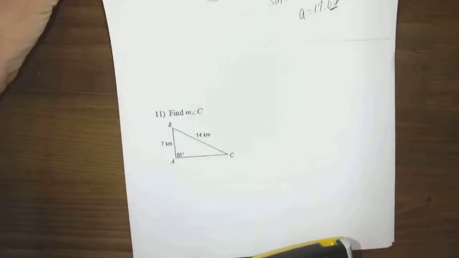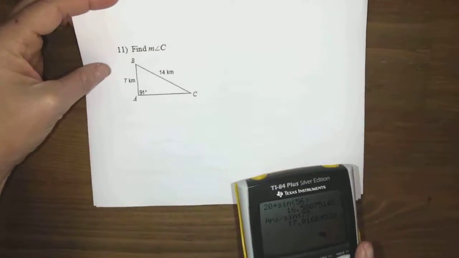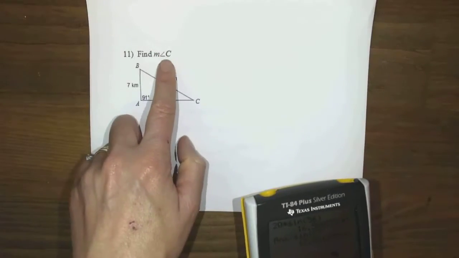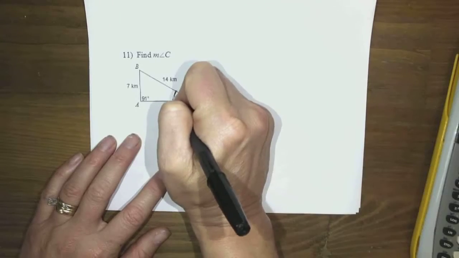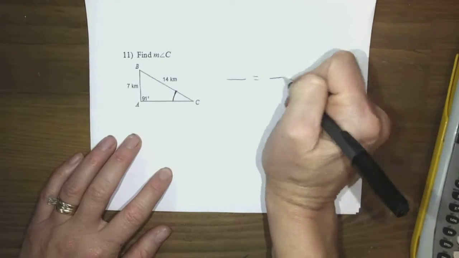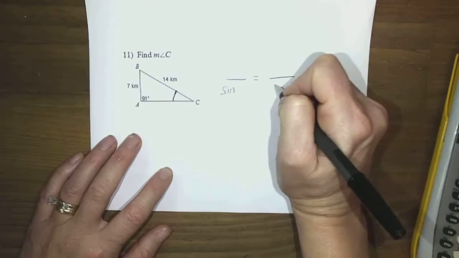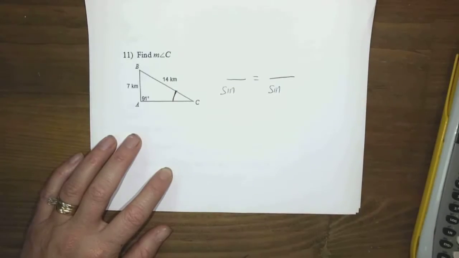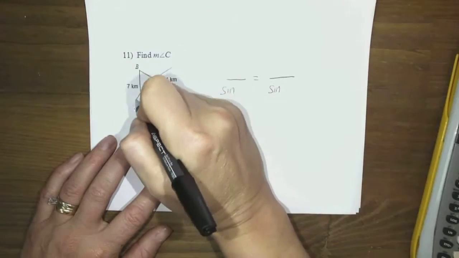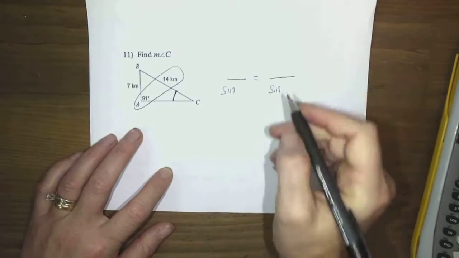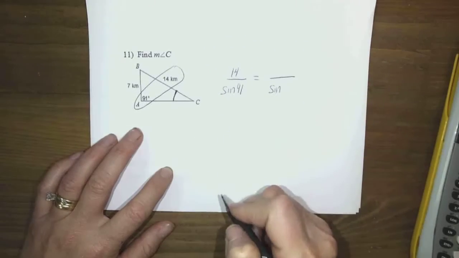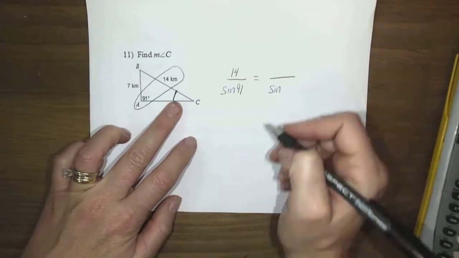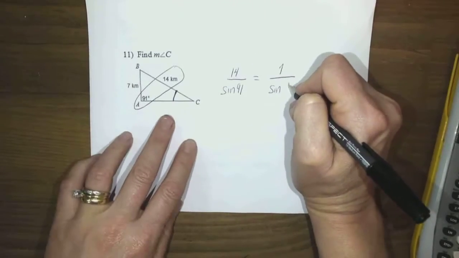Okay, next one is number 11. This time I'm finding the measure of angle C. That is an angle. So this is what I want to find. So I'm going to set it up. Law of sines always has sine on the bottom. And the pair that I have is the A pair. So it's 14 is the side, sine of 91, they go together. 7 matches with the sine of C.